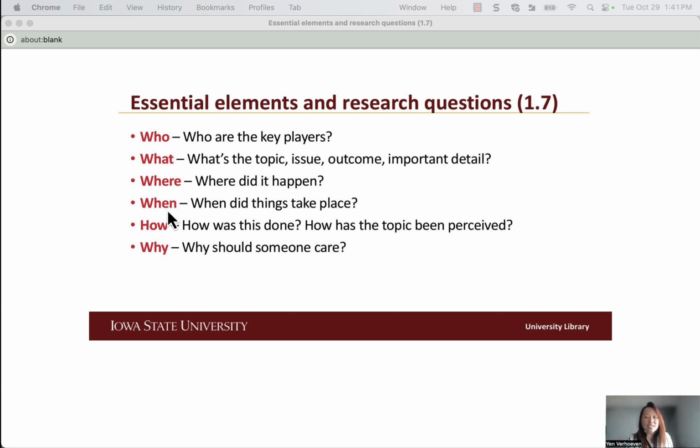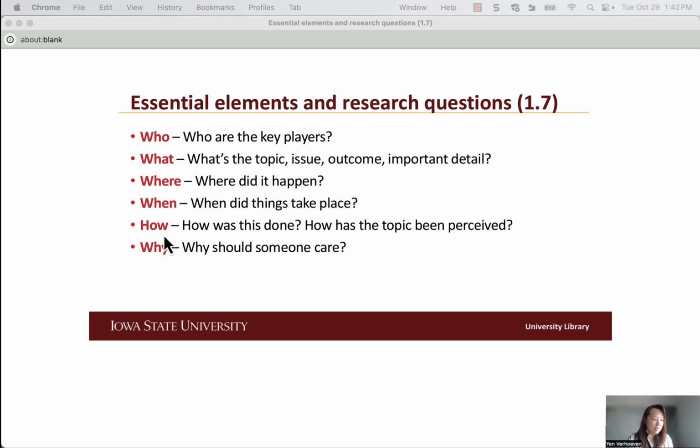Okay? When did things take place? Are we talking about urbanization now, modern urbanization in the 2020s? Or for some of you, if you're studying history, is it urbanization in the 1800s? Is it the industrialization era of the 1850s, right? You want to be specific. Notice that these essential elements make that research question a lot more specific, okay?